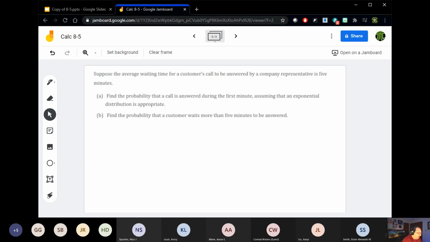So let's use what we just found. I have my density function as f of t equals 1 over mu, e to the negative t over mu, for t greater than or equal to 0. So that's my probability distribution function.